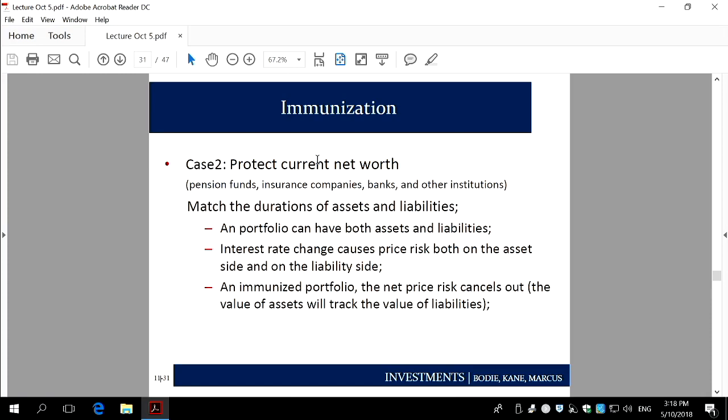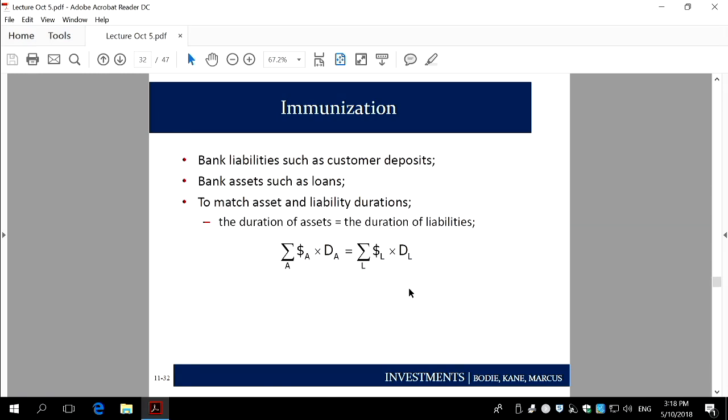So what's immunization for this case? They want to build an immunized portfolio so that the net price change cancels out, which means the value of assets will track the value of liabilities. If the interest rates change, they want both sides to change the same way, so they cancel out. There is no net risk. So the key thing is net risk would be eliminated. They cannot eliminate the risk for either side, but they can eliminate the net risk.